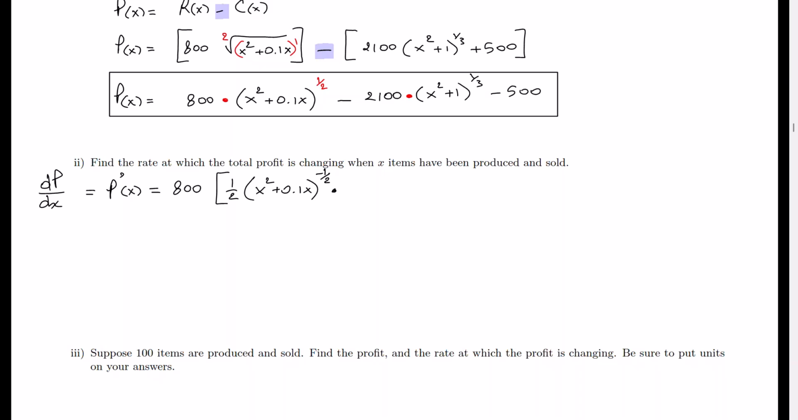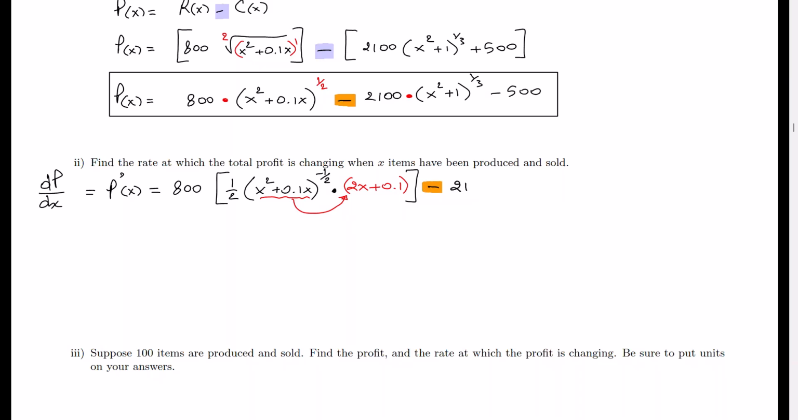And I am expected to multiply by the derivative of the inside. The derivative of x squared plus 0.1x will be 2x plus 0.1. So that's the derivative of the inside there. And that's the end of the first part, up until this minus sign. So this minus sign is next.